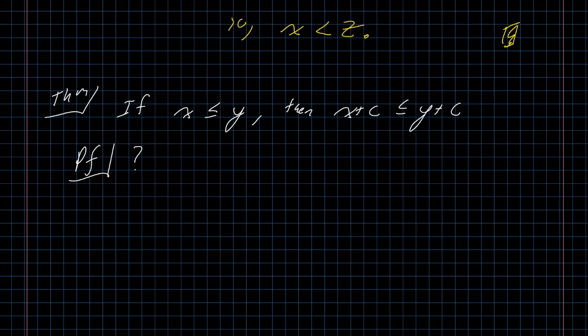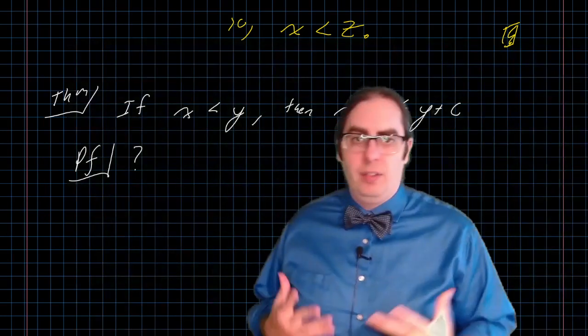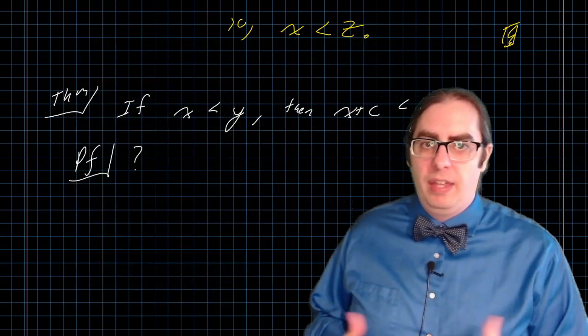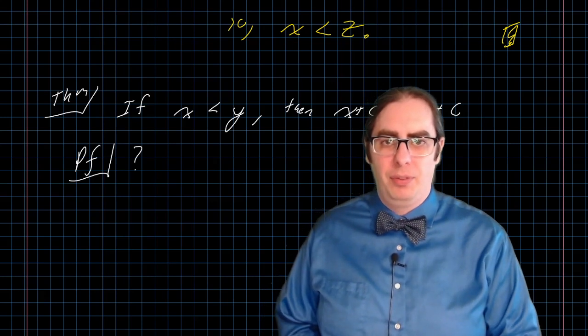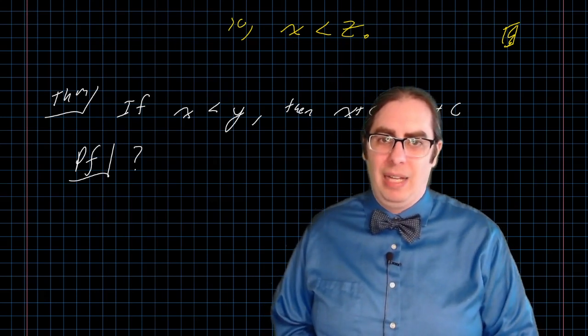If x is less than or equal to y, then x plus c is less than or equal to y plus c. To make your life a little bit easier, I'll actually suggest try it without the or equals. If x is strictly less than y, then x plus c is less than y plus c. All right, see what you can do with that problem. See what you can think of as far as how to write that proof out. And I'll see you in the next video.